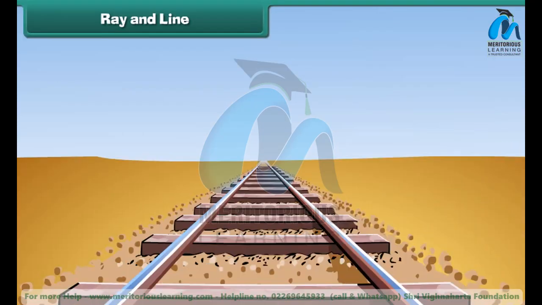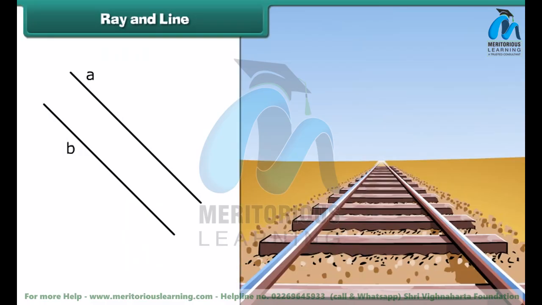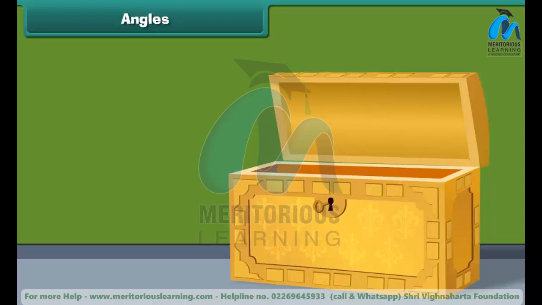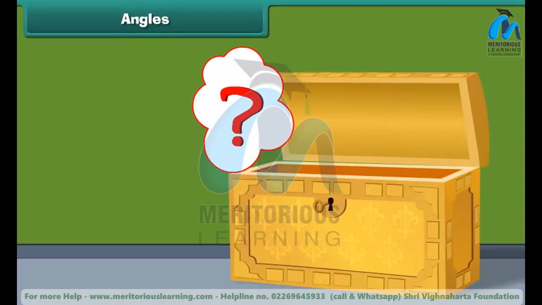Now notice this railway track. The 2 sides of track do not cross one another. These sides are parallel. Similarly, 2 lines are said to be parallel lines if no matter how far the lines extend in either direction, they never cross each other. Look at this box. What figure it makes? It forms an angle.